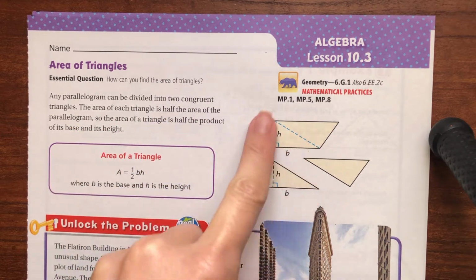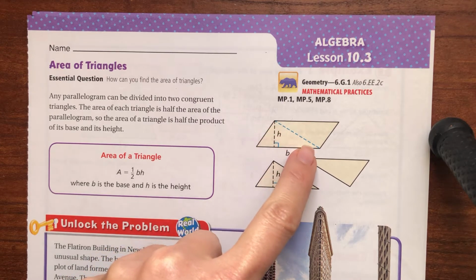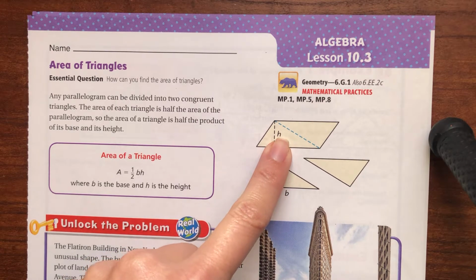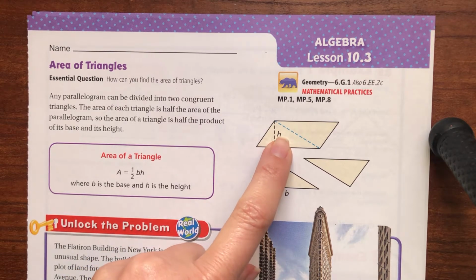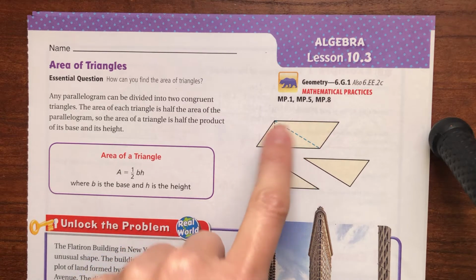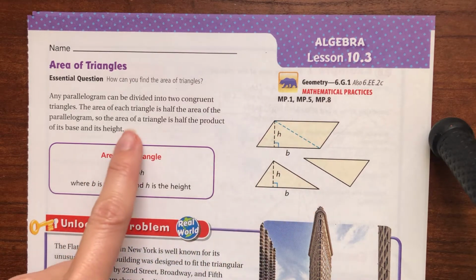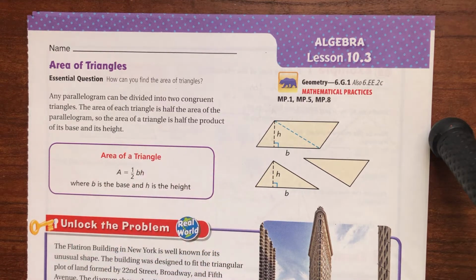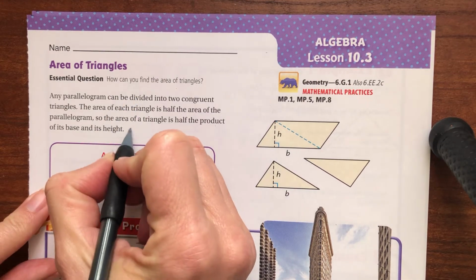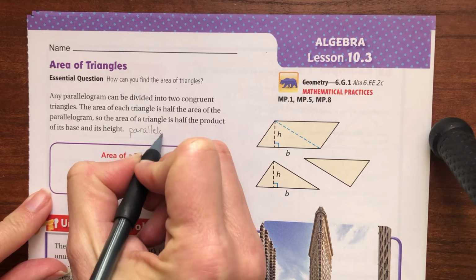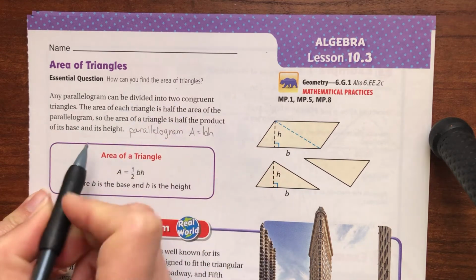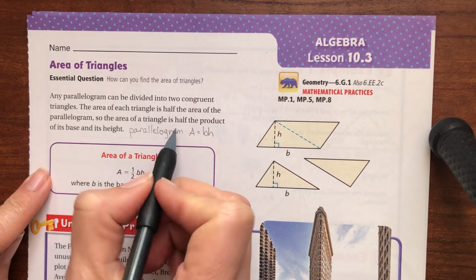So here we have a parallelogram. If we divide that parallelogram in half, both of these triangles are congruent and they are half the area of the whole parallelogram. So the area of the triangle is half the product of its base and its height, because the area formula for a parallelogram is the base times the height. So the area of a triangle is half of that.